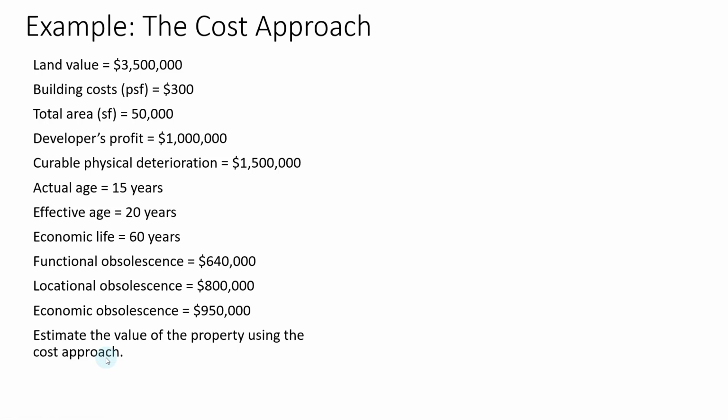What we will first do is estimate the replacement cost of the building. So the building cost is $300 per square foot, and it's for 50,000 square feet. If you take $300 times 50,000 square feet, that will be $15 million, right? And then we are going to add the developer's profit. So that gives us $16 million in the building's replacement cost. So at this point, the building is still brand new, but we will have to then apply all this deterioration and obsolescence to it. All right, so we'll go step by step.